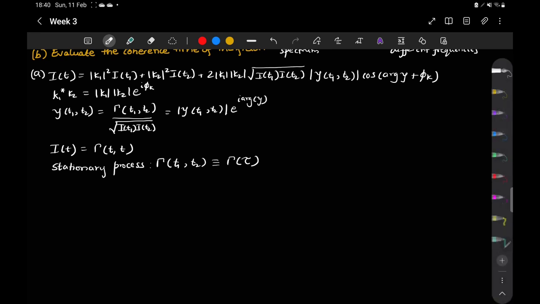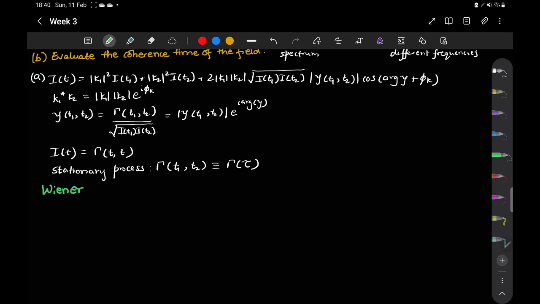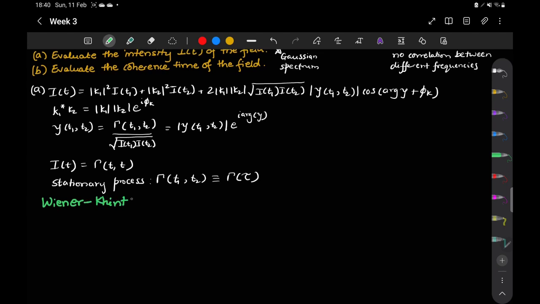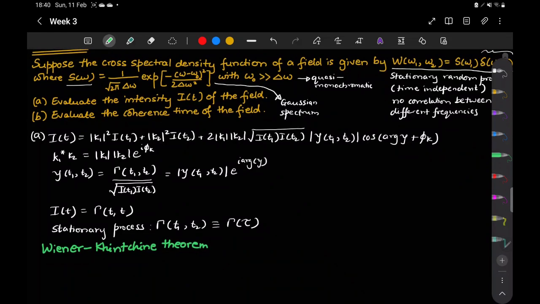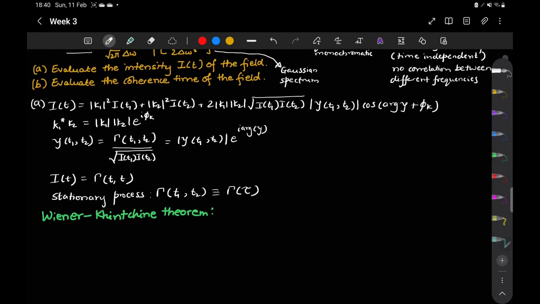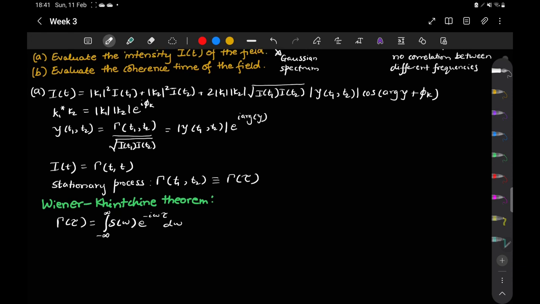Now, the Wiener-Khinchin theorem basically relates the cross correlation function with the cross spectral density function, or in this case gamma of tau with S omega. So let me write down the Wiener-Khinchin theorem. So this is the Wiener-Khinchin theorem, which relates S omega with gamma of tau. Now we can plug in the expression for S omega, which is given to us, which is the Gaussian spectrum.